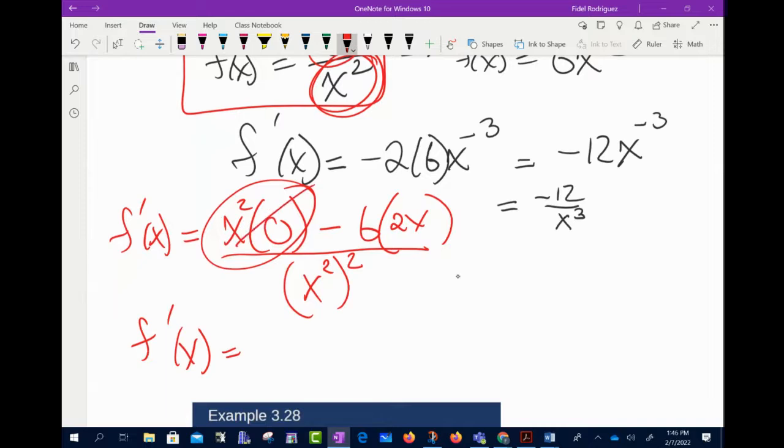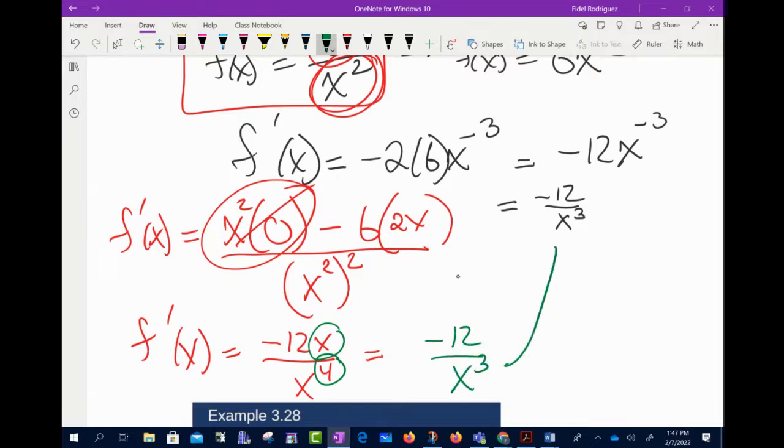Okay. What is negative 6 times 2x? 12x. What's x squared squared? X to the fourth? Okay. Will anything on the top reduce with anything on the bottom? Won't this x reduce with one of those? And wouldn't we get negative 12x to the third on the bottom? And isn't that the same thing that we got right there?